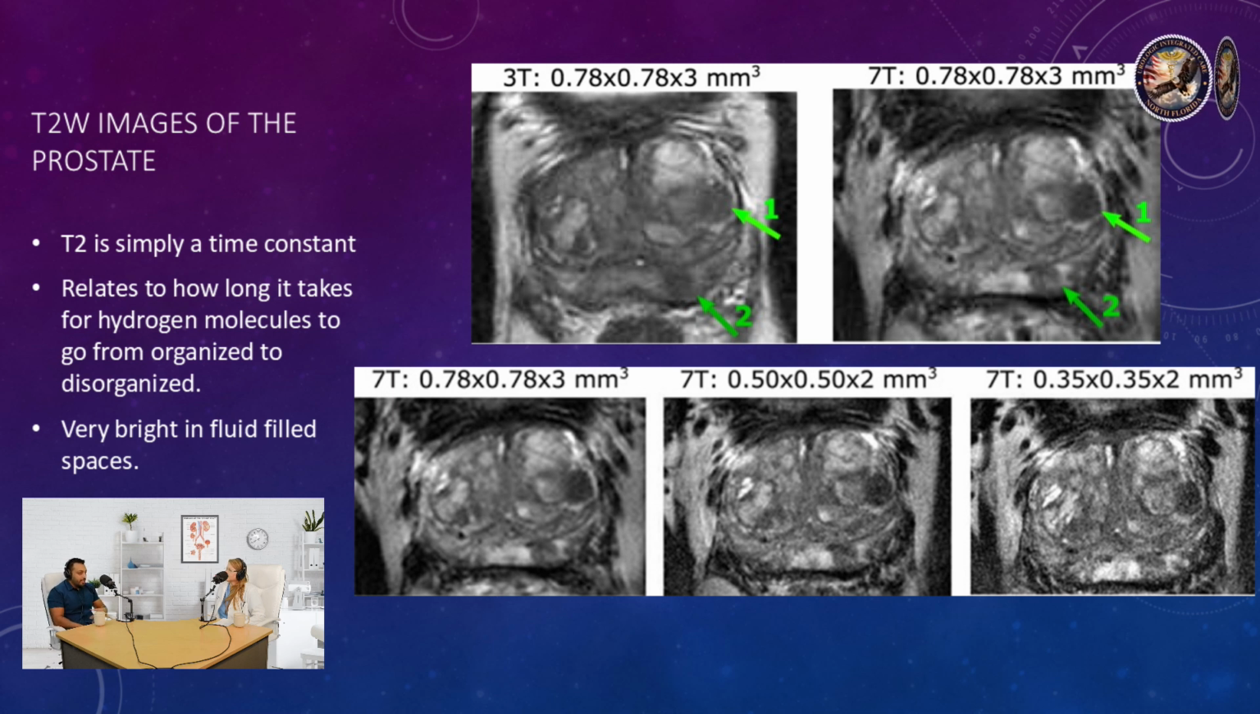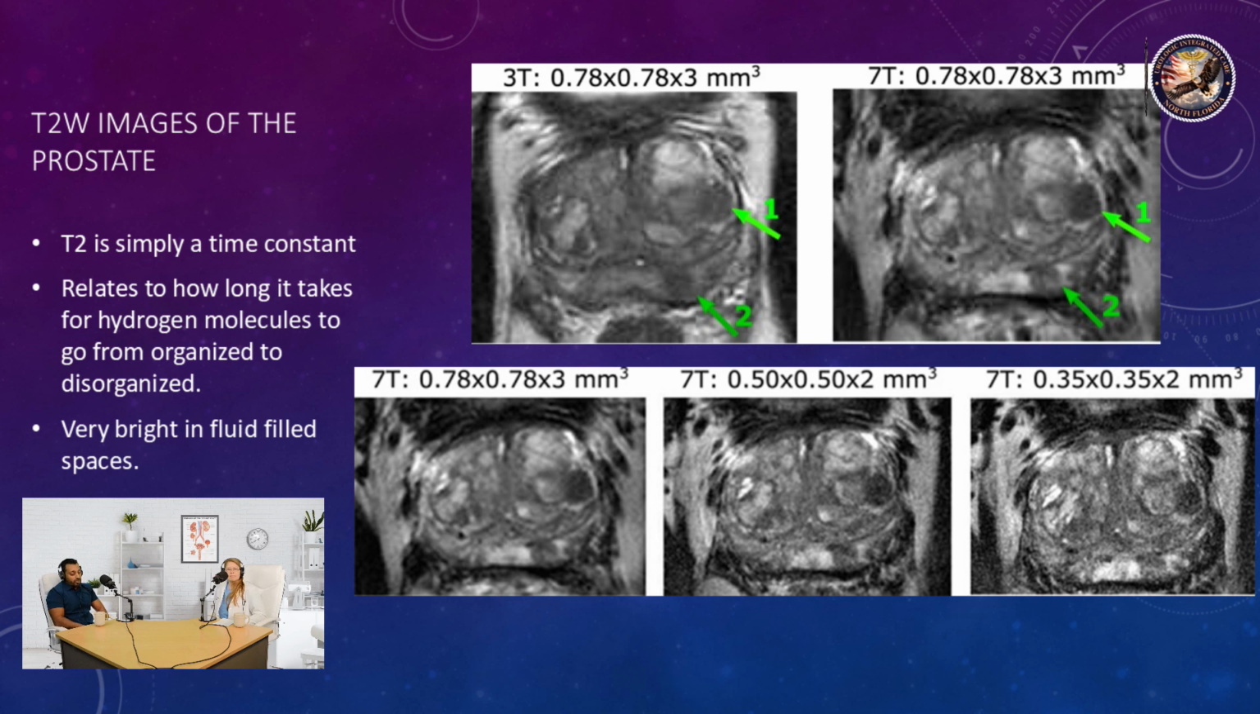What we see is in the prostate and really in the entire body, this time constant that's measured using the MRI machine, it varies depending on the local media. So water molecules that are in the peripheral zone are in a different environment than water molecules that are in the transition zone. And the way to really measure that environment is what we call T2-weighted imaging.